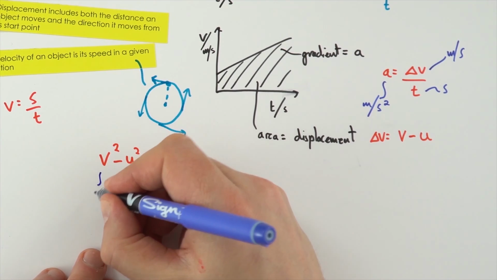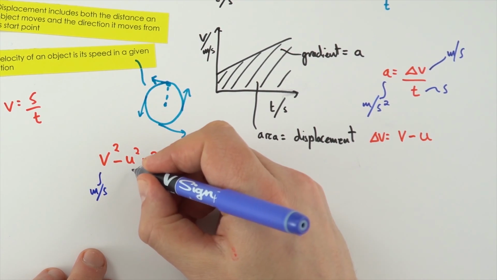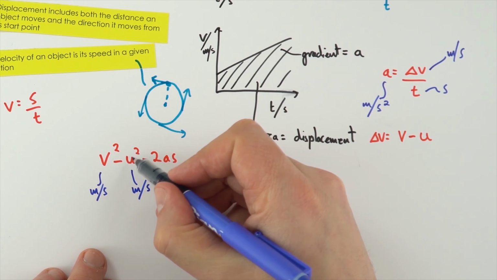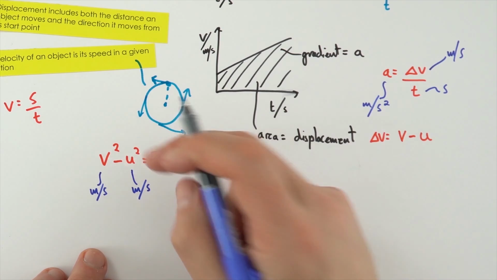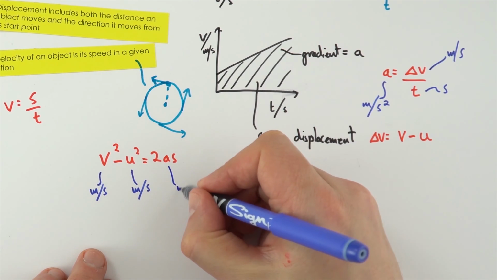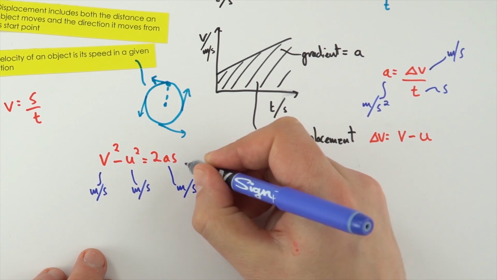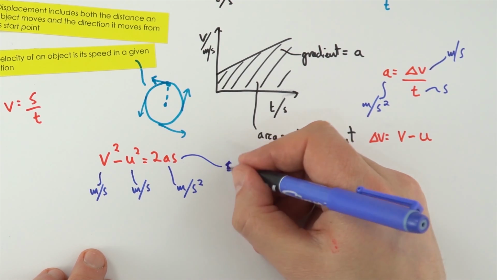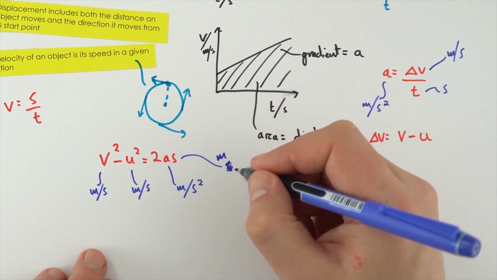Effectively, this is our final velocity in meters per second, take away our initial velocity in meters per second. Often this is just zero in lots of questions that you might be given. a is our acceleration in meters per second squared, and s is our distance, which is measured in meters.